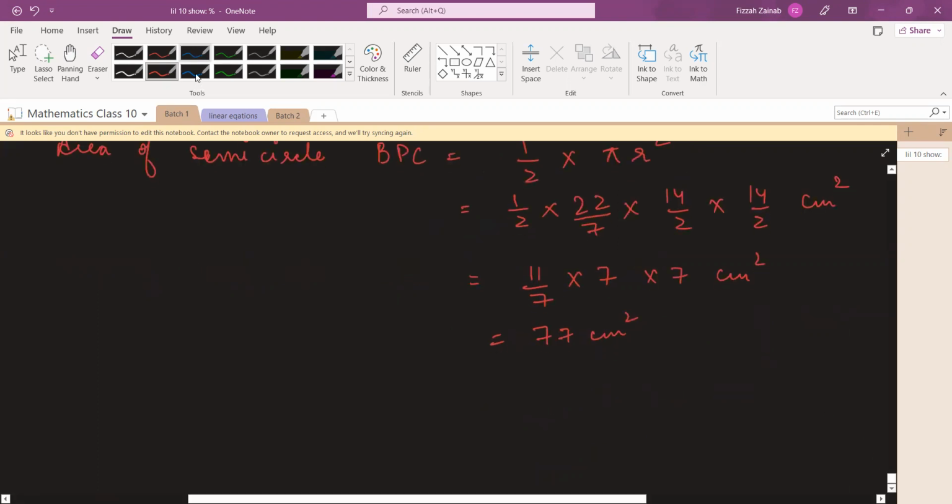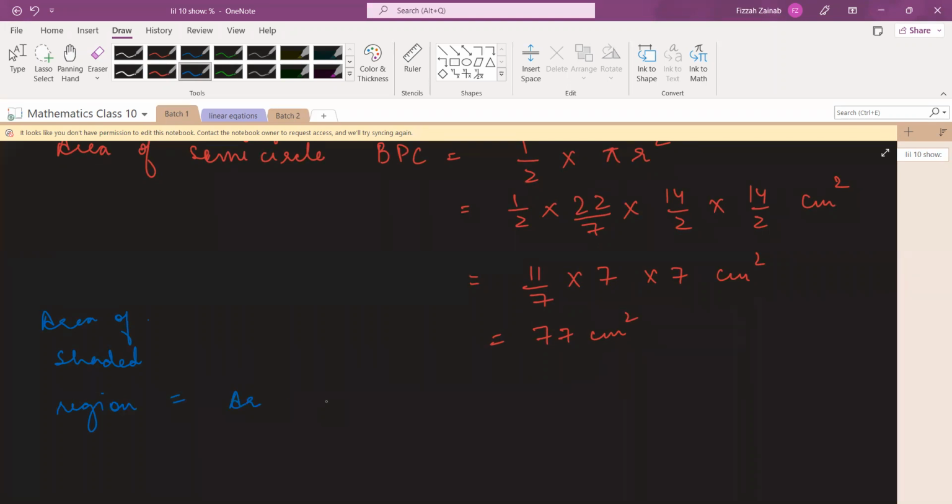Okay, so area of shaded region will be equal to area of square ABCD, right? Minus area of semicircle ABD minus area of semicircle BPC. Now put values. How much was the area of square here, which we just found?